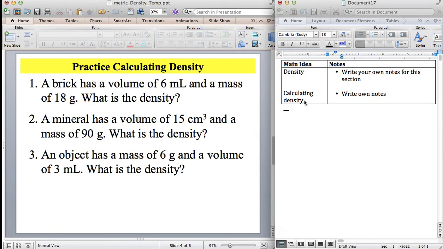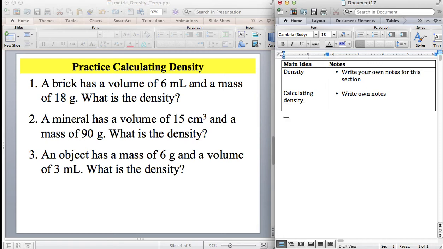So quick density practice calculations. All right, I'll do one.